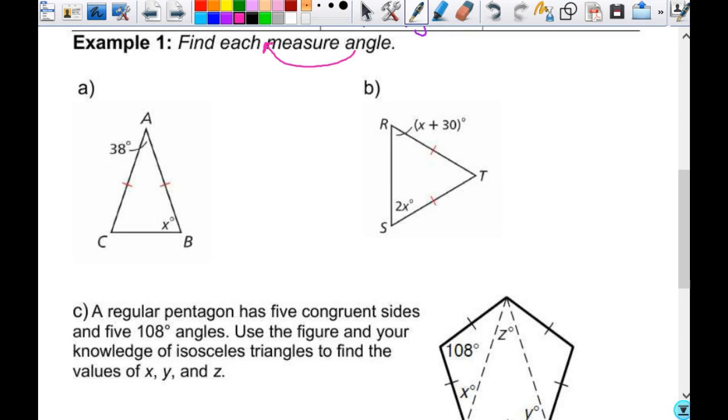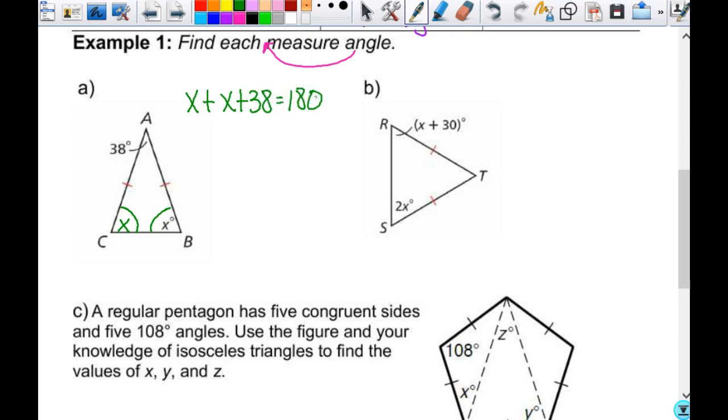So, what type of triangle do we have here? Isosceles. Okay, so these two sides are congruent. What does that tell you about these two angles? They're congruent. So if this is x, this is x, right? And so do I have enough information to solve for x? Yes. Can my first step be 2x plus 38? No. It is the triangle sum theorem, so it is exactly x plus x plus 38 equals 180.